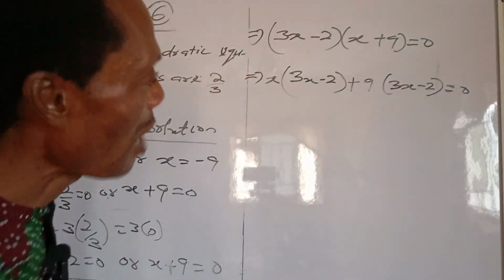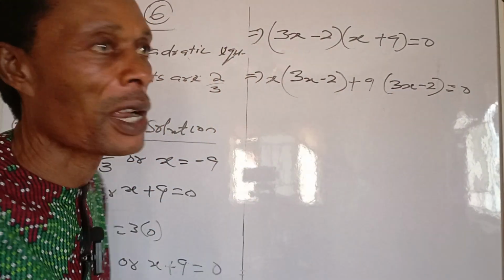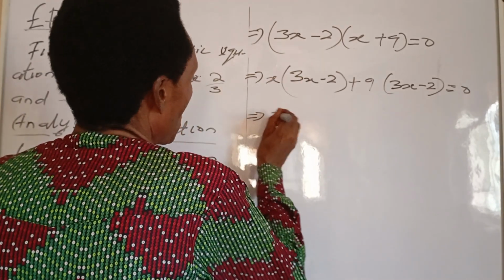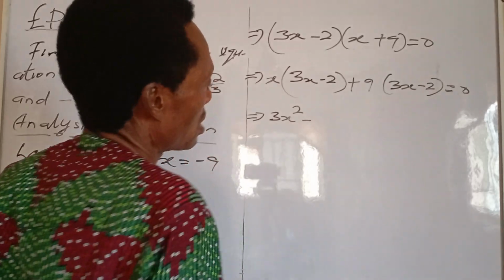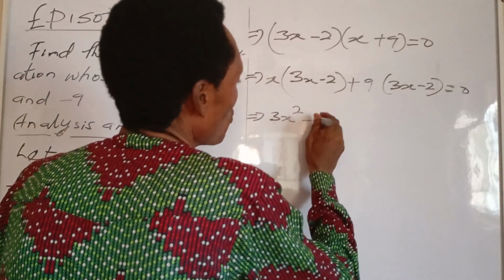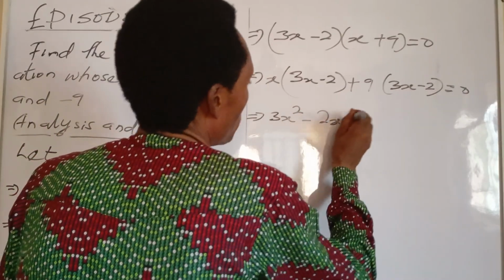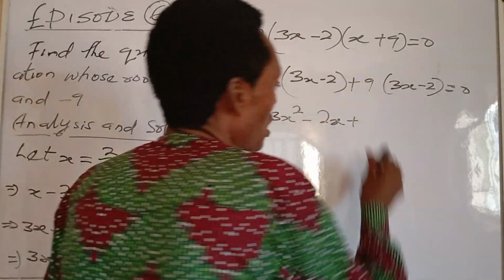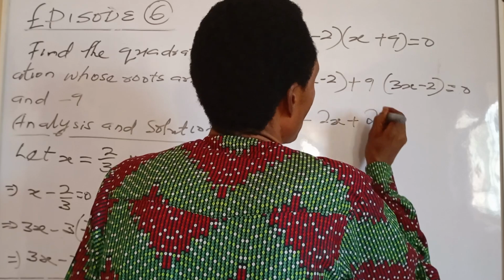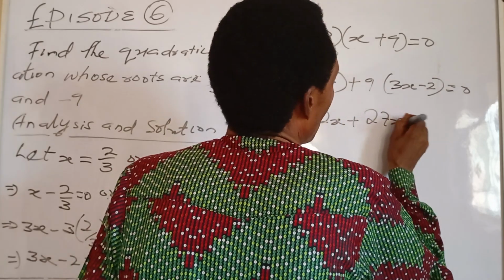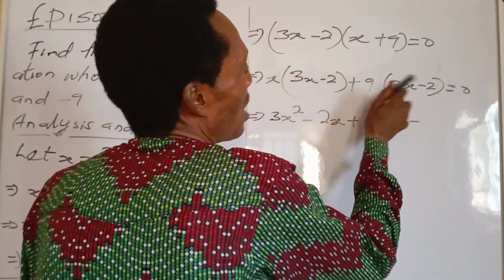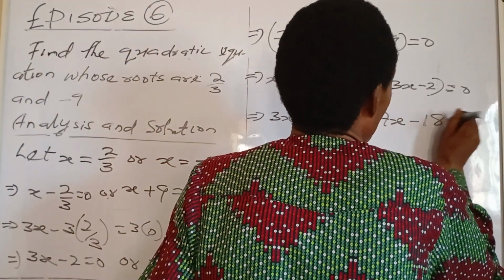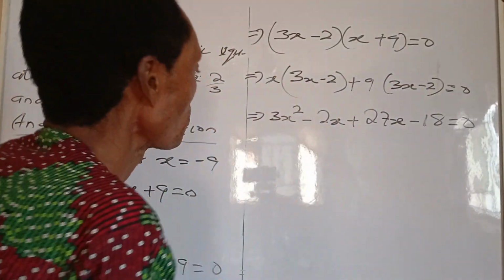At this stage, you can now open the brackets. x times 3x gives you 3x squared, minus; x times minus 2 gives you minus 2x; plus 9 times 3x gives us plus 27x; plus 9 times minus 2 gives us minus 18 equals 0.